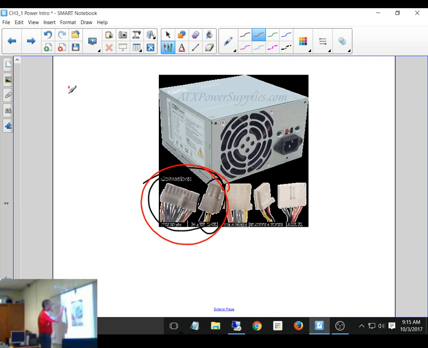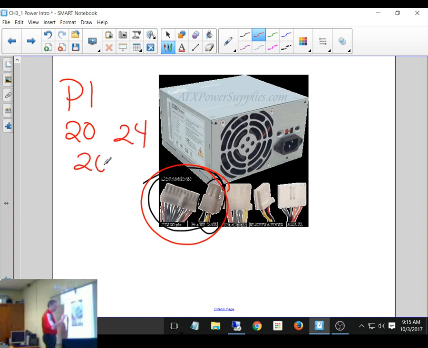Now, the P1 plug is either 20, 24, or in most cases 20/24, meaning like this one, it's a 24 pin, it's a 20 pin. See, it just slides on and off, and I showed you that the other day when we were looking at those. Most power supplies anymore are either 24s or 20/24s because most motherboards anymore really are 24 pin P1 plugs.